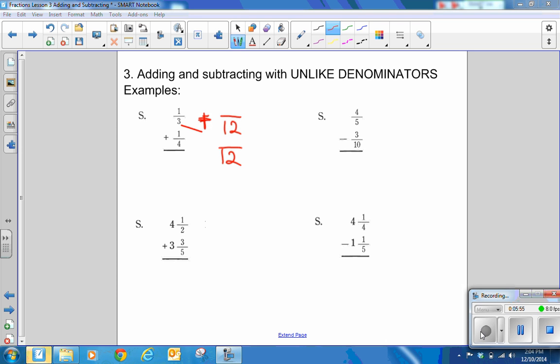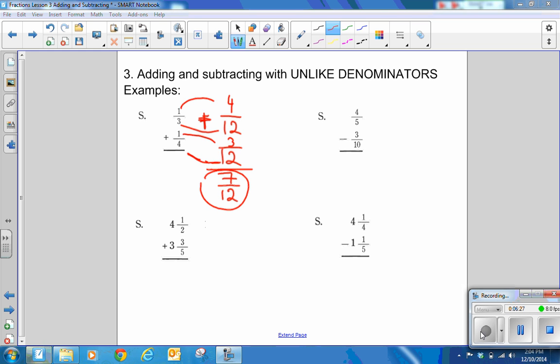3 times 4 is 12. So 1 times 4 is 4. 1/4: 4 times 3 is 12, and 1 times 3 is 3. Now I have 3 12ths plus 4 12ths, and my answer is 7 12ths. This is my final answer because this fraction is already in simplest form.